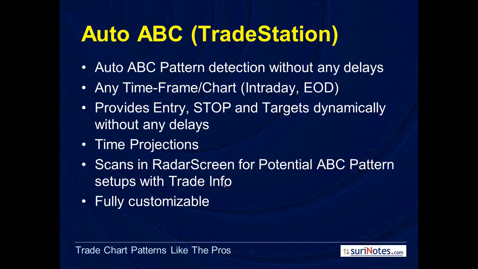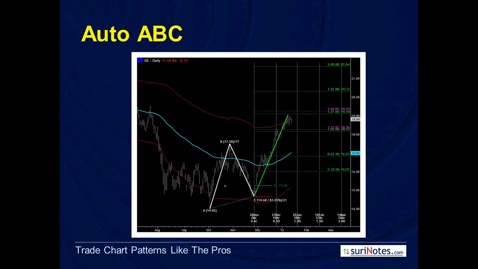So you can actually have all that type of information. And then it's fully customizable with all your line colors and your different sizes and then different ratios. All of them you can constantly compute. So here is the Auto ABC, one of the patterns, and how it finds it.